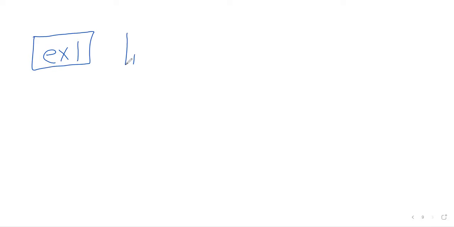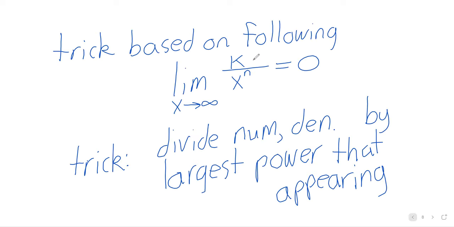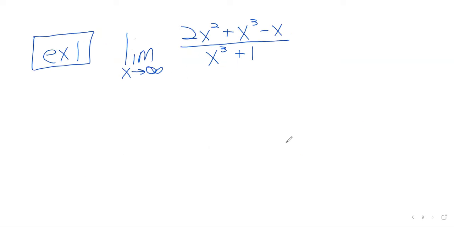Example 1, let's find the limit as x goes to infinity of 2x² + x³ - x divided by x³ + 1. According to what I have written down here, we should look for the largest power. So what are we raising x to? We've got an x to the second, x to the third, x to the first, x to the third again. The largest power here is 3.